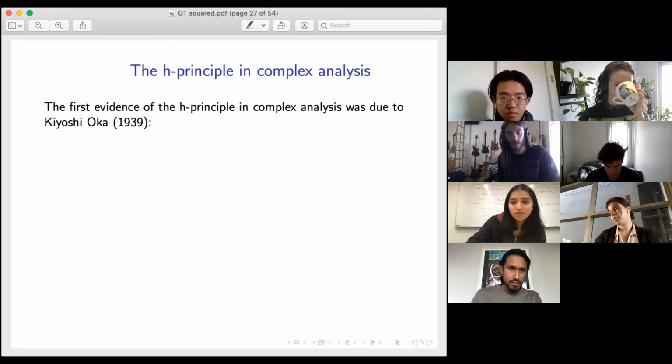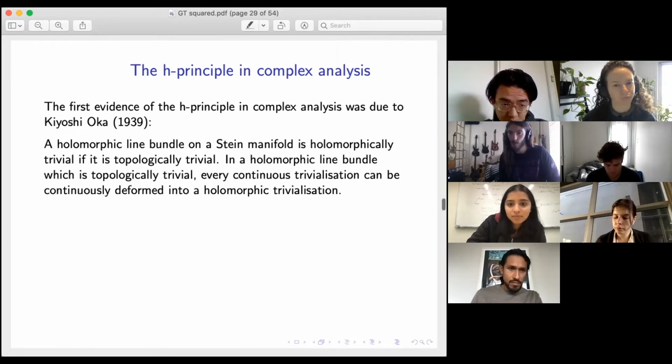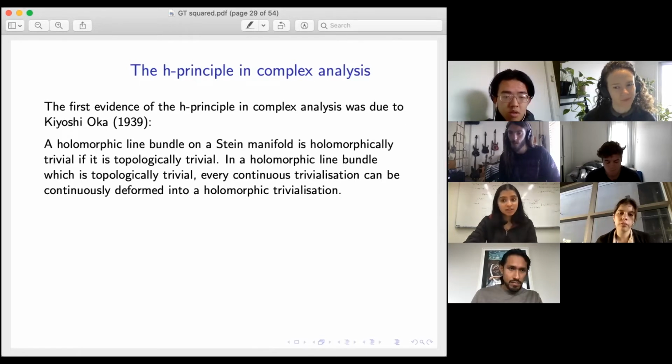So Oka proved, and this is in modern terms, that a holomorphic line bundle on a Stein manifold is holomorphically trivial if it's just topologically trivial. In fact, if you have a holomorphic line bundle which is topologically trivial, any continuous trivialization can be continuously deformed into a holomorphic trivialization.